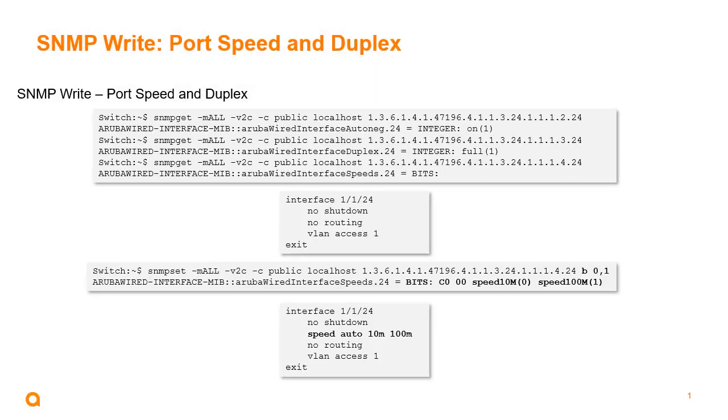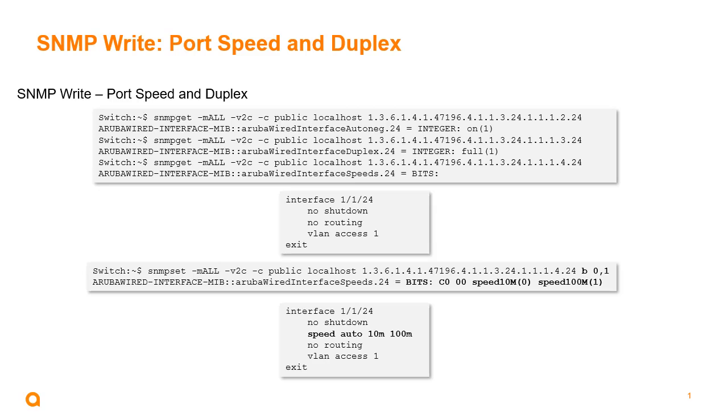We have the ability now to do a write for port speed and duplex. If we take a look at the slide here, we can see the 3 different OIDs that deal with auto negotiation, setting the duplex, and setting the speed on the port. So I'm going to do a set, and I'm going to change the speeds on the port. I'm using port 24, 1/1/24, and that's in bits instead of an integer. So the 2 bits: 0 corresponds to 10 meg support, and 1 corresponds to 100 meg support.